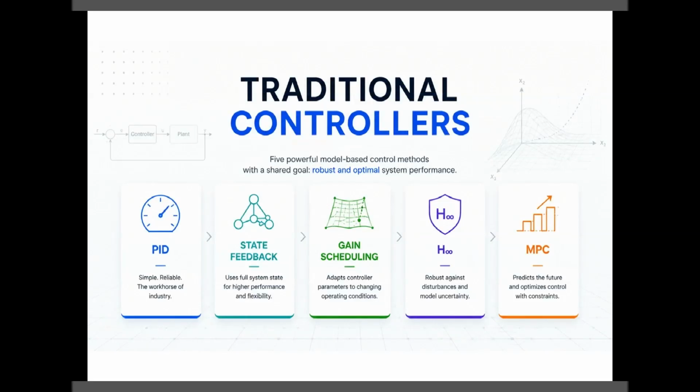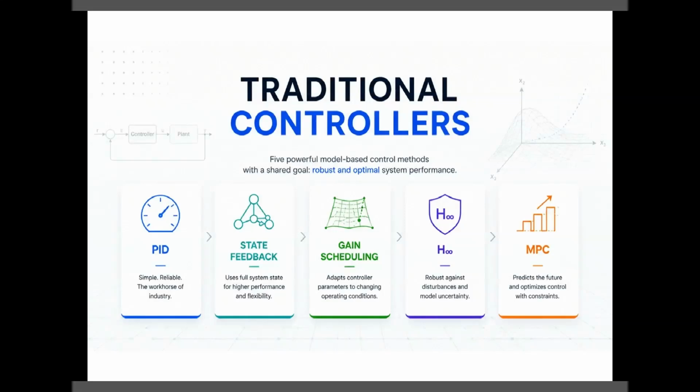Before we dive into modern AI-based control methods, it's important to understand the foundations on which they were built. For decades, engineers have relied on a set of classical control techniques that have powered aircraft, industrial robots, autonomous vehicles, power systems, spacecraft, and countless other engineering applications. Each of these controllers was developed to solve different types of control problems. Some are simple and computationally efficient, while others are designed to handle uncertainty, constraints, or changing operating conditions.